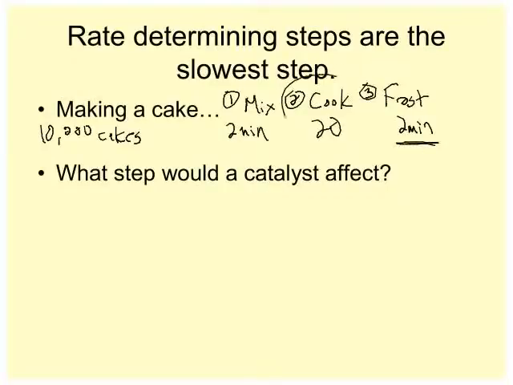So all the time I'm waiting for my cake to be done. So the thing that determines this is how long it takes to bake the cake. So what step would a catalyst affect? The slowest.